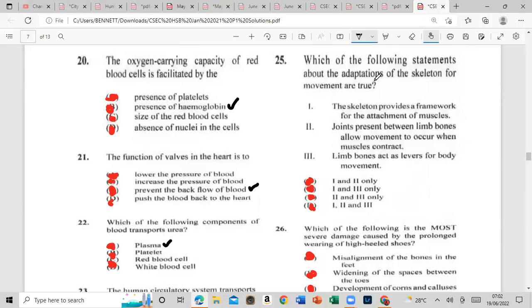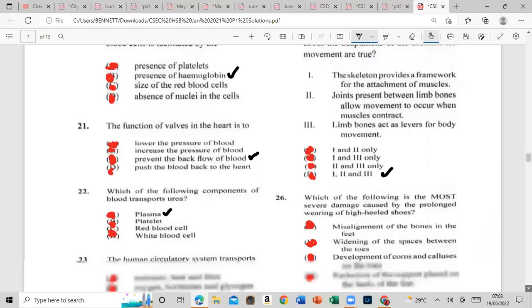Which of the following statements about the adaptation of the skeleton for movement are true? 1, skeleton provides framework for the attachment of muscles. 2, joints present between limb bones allow movement to occur when muscles contract. 3, limb bones act as levers for body movement. And that is all.